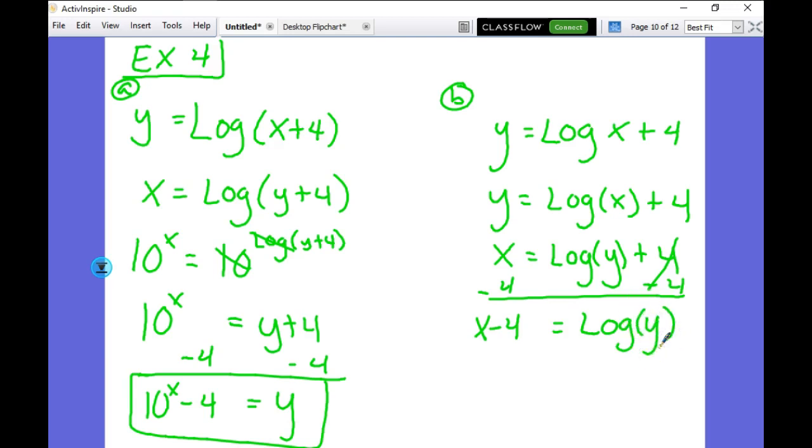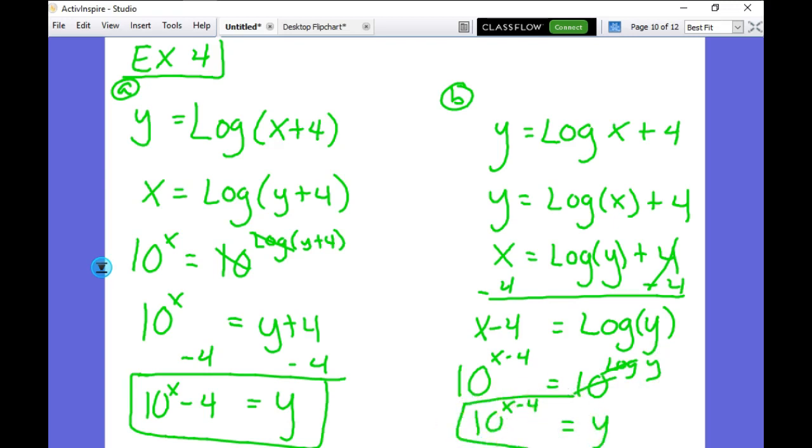Now we can exponentiate. So once again, before I go any further, if there's no outside numbers, you can exponentiate right away. If there are outside numbers, you get rid of those first, and then you exponentiate both sides. Once again, what is my base? 10. So now it's going to be 10 to what power? Is equal to 10 to the log y. And over here, these cancel. And I have my final answer here.